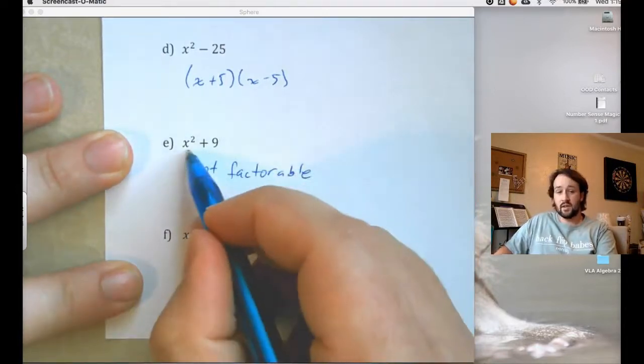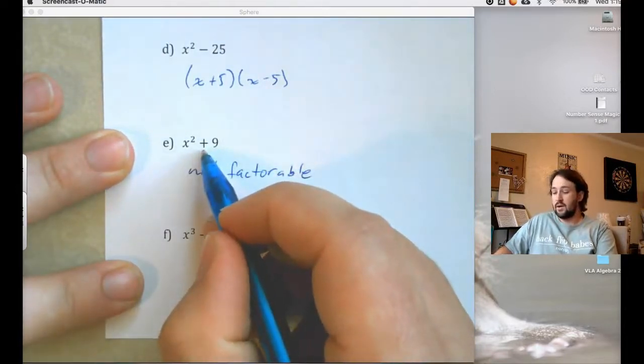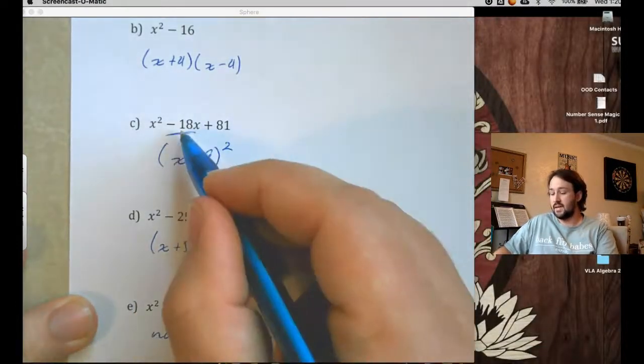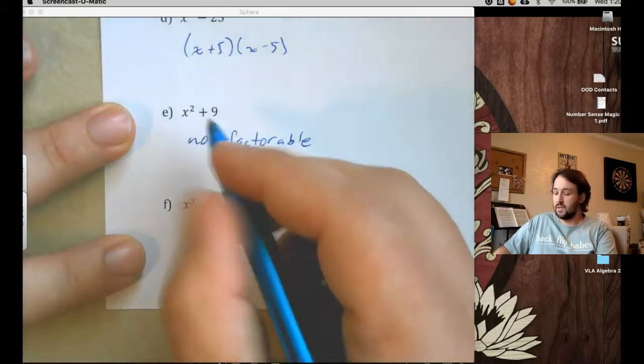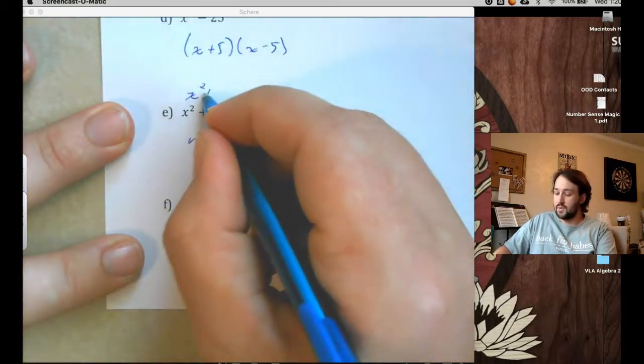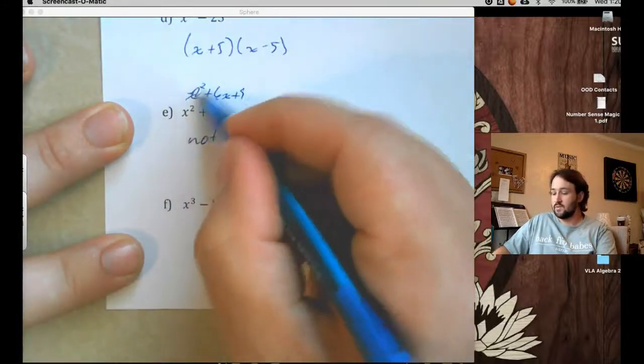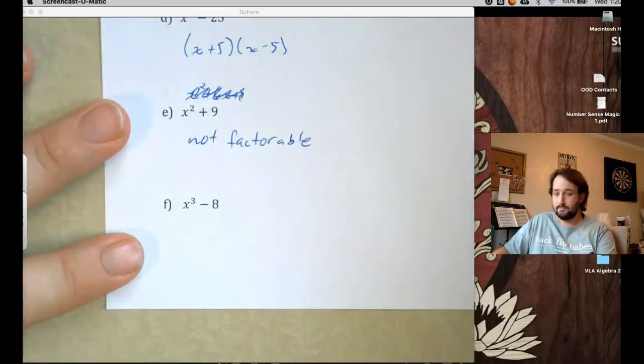Because this is a sum of perfect squares. However, we are missing a middle term like we had up there. We had that minus 18x. This would be 3 and 3, so we would need something like x squared plus 6x plus 9 in order to actually factor that. So since we're missing that middle term, it doesn't factor.